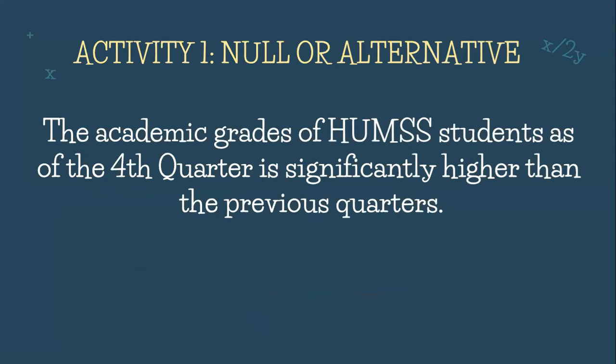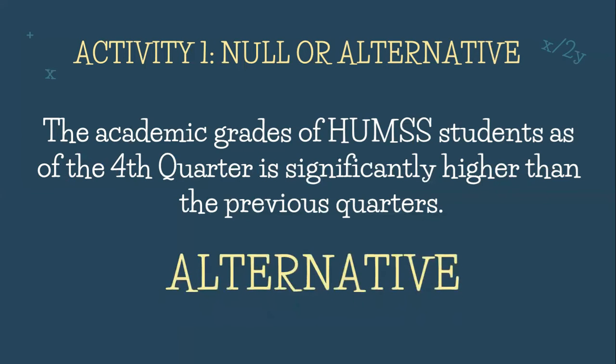So the academic grades of UM students as of the fourth quarter is significantly higher than the previous quarters. Like our definition earlier, the alternative says that there is a difference. It's either greater, lesser, or it just says there is a difference, with the use of "different than." So here, my dear students, we have "higher." And once something is higher, we know the first hypothesis we can make is the alternative hypothesis.